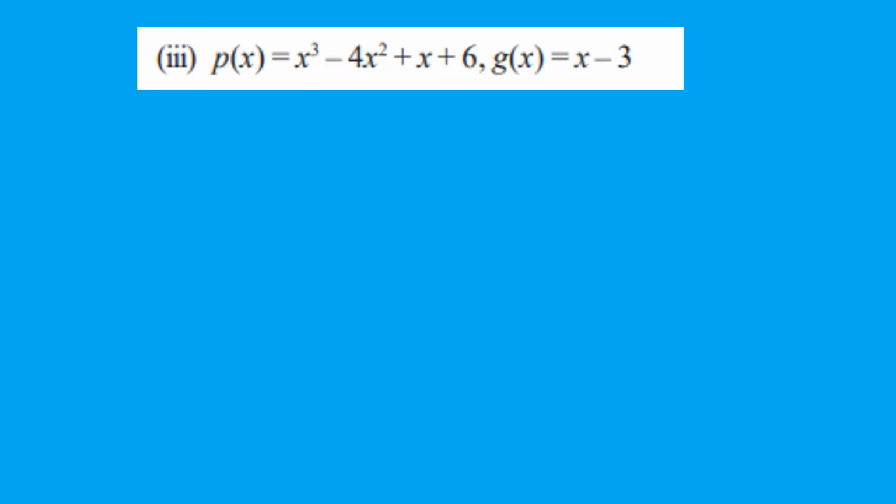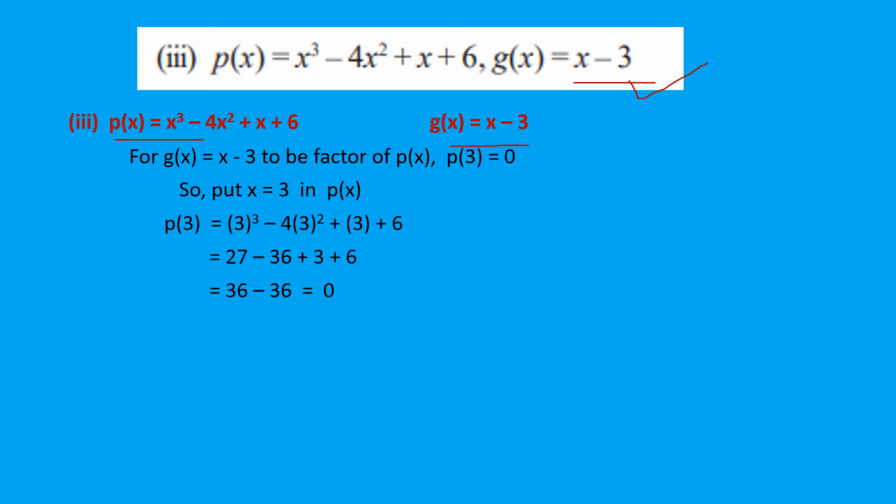Now let's do the third part. p(x) equals x cube minus 4x square plus x plus 6 and g(x) equals x minus 3. We have to find out whether g(x), that is x minus 3, is a factor of p(x) or not. So for this what we will do, we will find out the 0 of g(x). So x minus 3 we will put equals to 0. So we will get x equals to 3. So we have written here p(x) and g(x).